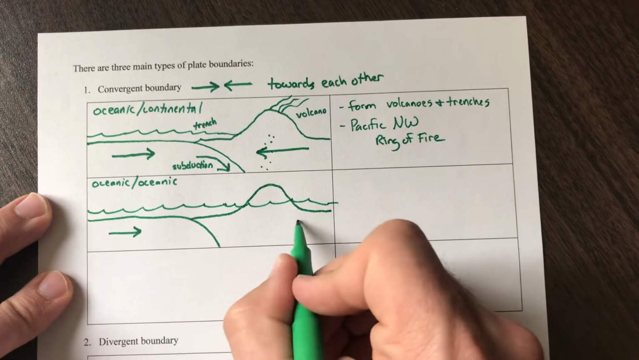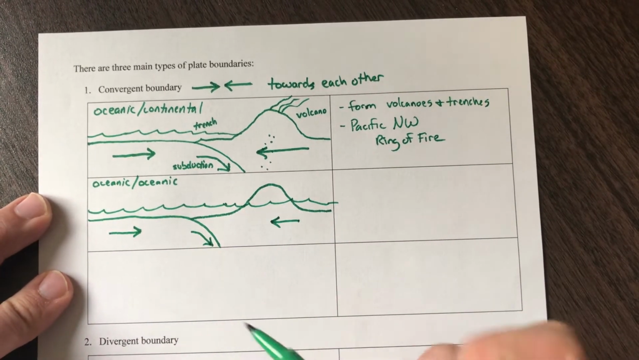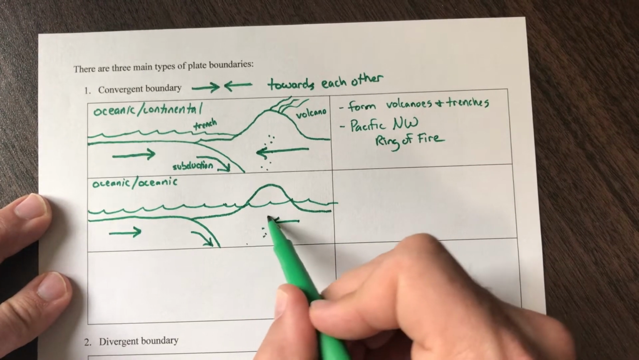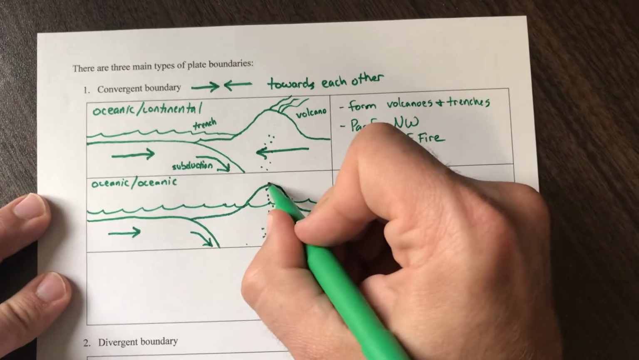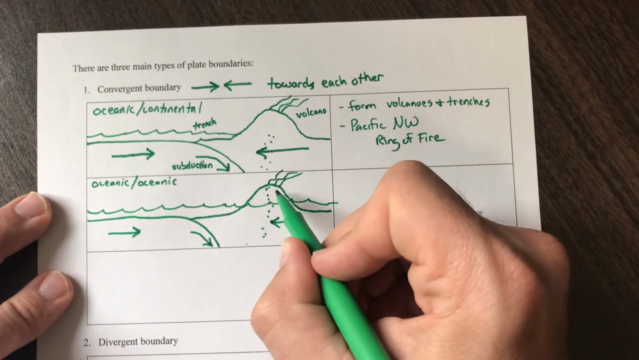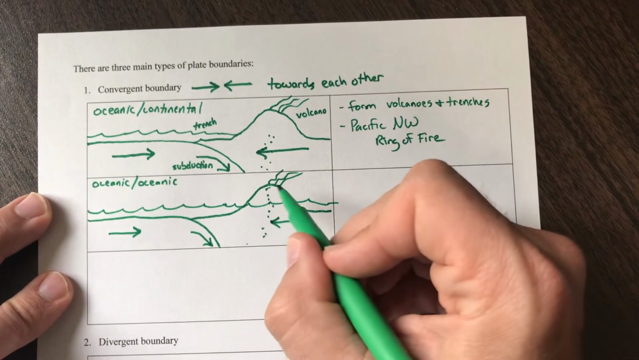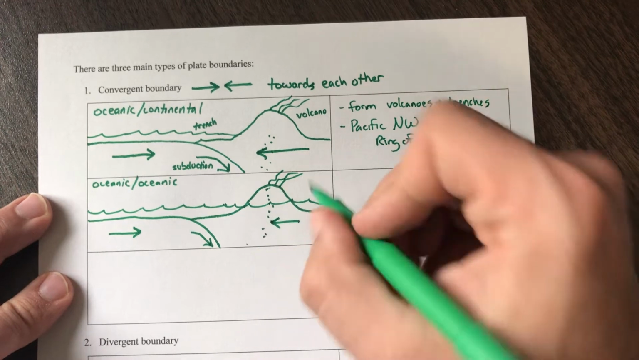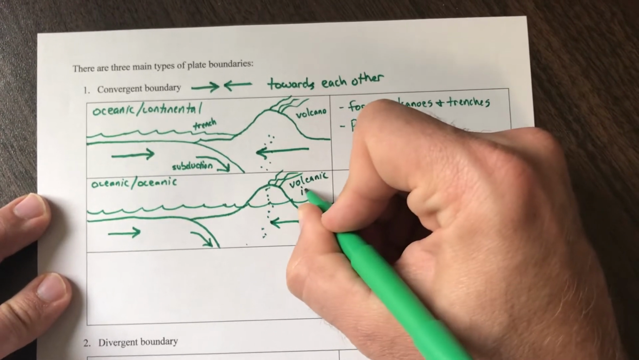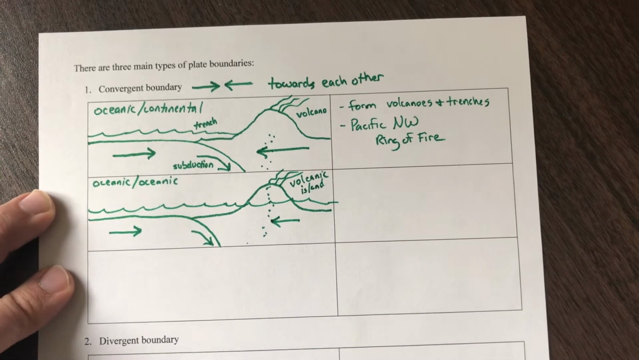Now, let's go ahead and add our arrows. This plate's moving this way. This plate's moving this way. You've got subduction occurring. And the same thing is going to happen. You're going to have that plate deep down. It's going to melt. And you're going to have stuff rise up. And here we go. Now, this time though, since it's not on an exposed part of land, it's submerged. What we have here, this is a volcanic island. It's one of the ways we get islands.